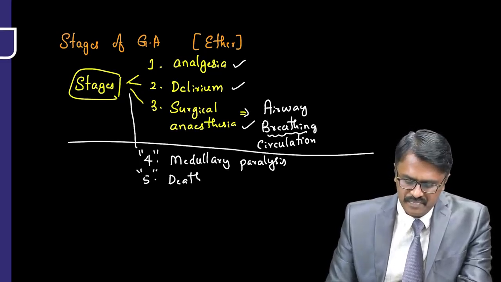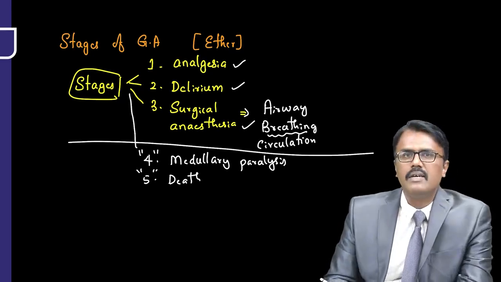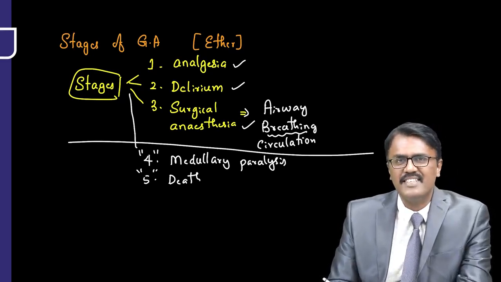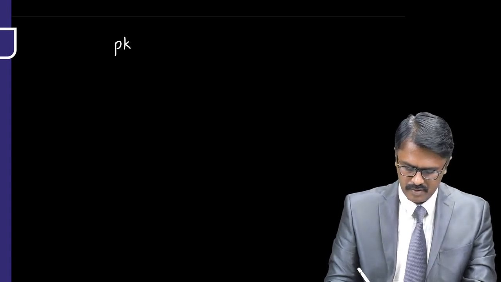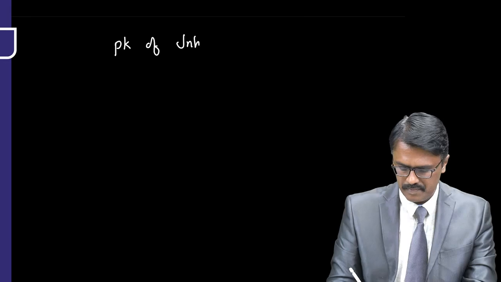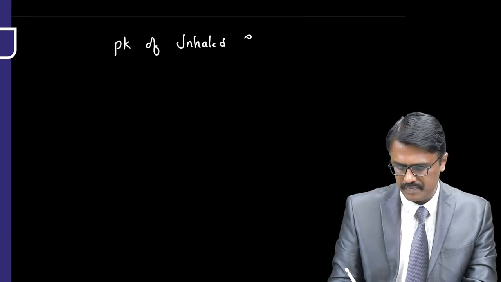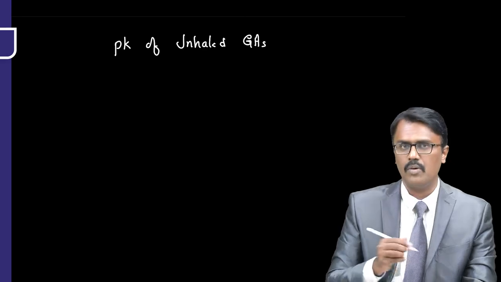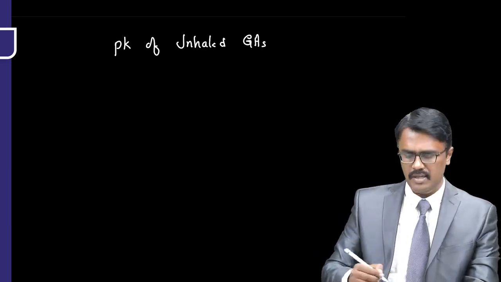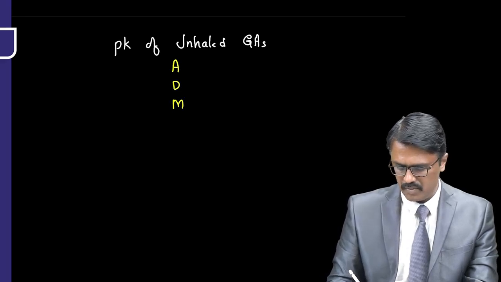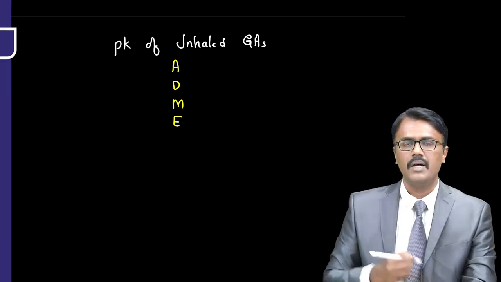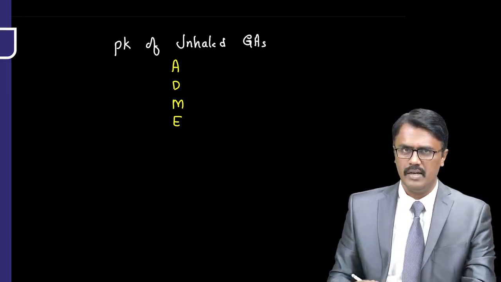Whenever we think of inhaled general anesthetics, it is important we understand their pharmacokinetics. So let us understand the pharmacokinetics of inhaled general anesthetics. It is a very good correlation with your general pharmacology. We know that pharmacokinetics means absorption, distribution, metabolism, and excretion. Now, how do we give anesthetics? We give them through the inhalation route. So let us trace what happens here.